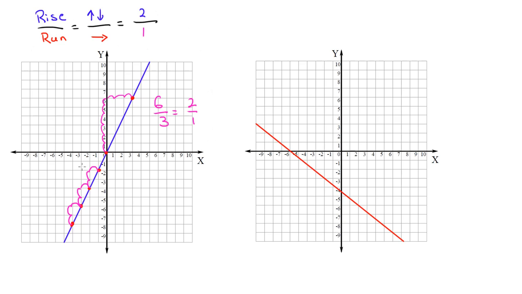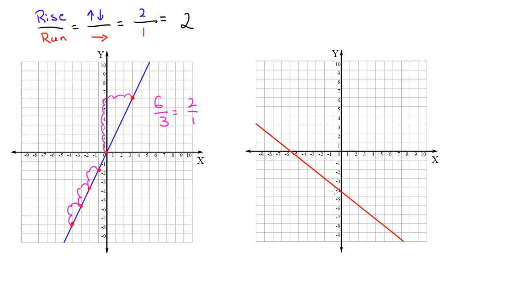So the slope of this line is 2 over 1, which can be simplified to 2. So this line has a slope of positive 2 because the rise is 2 steps over a run of 1 step to the right.